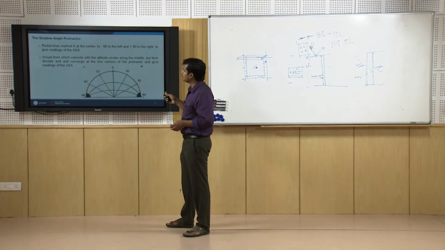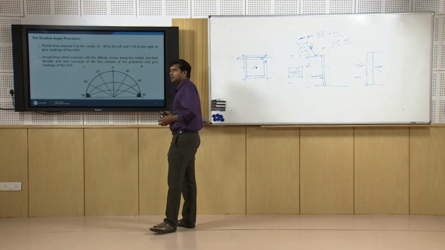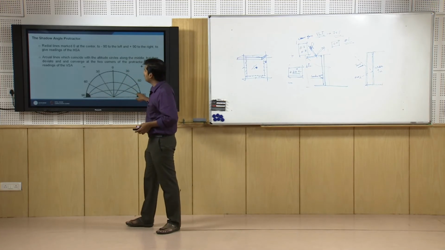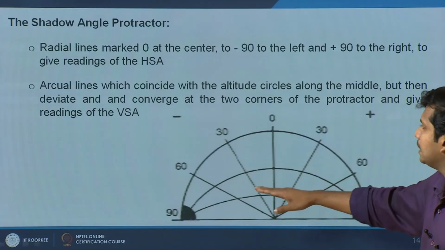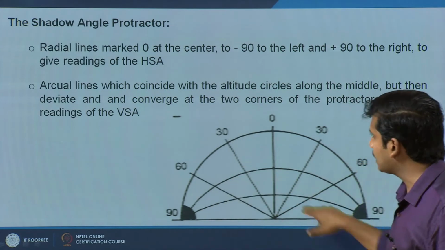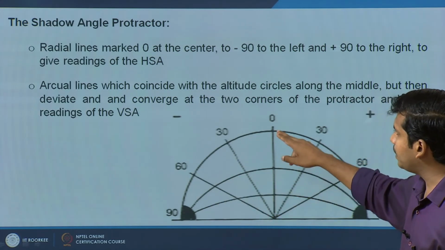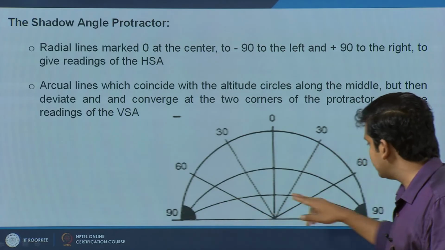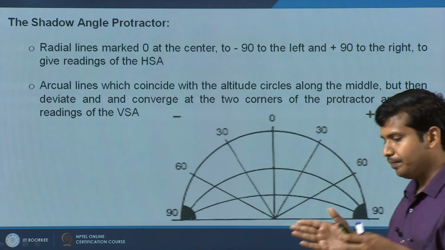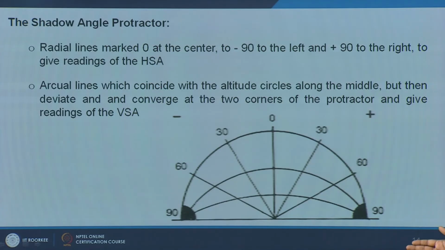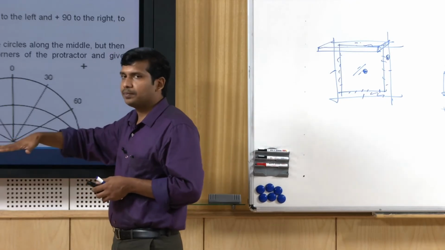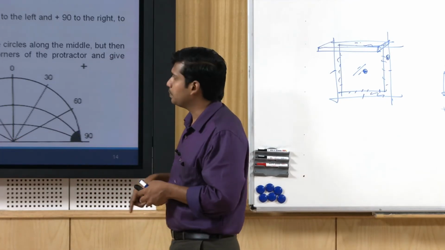The conventional method of calculating shading was using a shadow angle protractor and sun path diagram. Typically you have radial lines marked 0 at the center and going up to plus 90 and minus 90. Then you have these arc lines, which coincide with the altitude angle, and here it coincides with the plus 90 and minus 90. You typically mark the season and duration in which shading is required. You superimpose it over the sun path diagram, and I will show you some examples of how to do this.